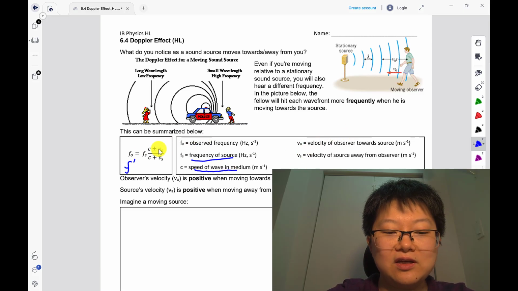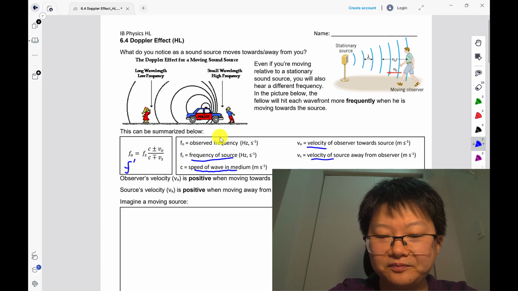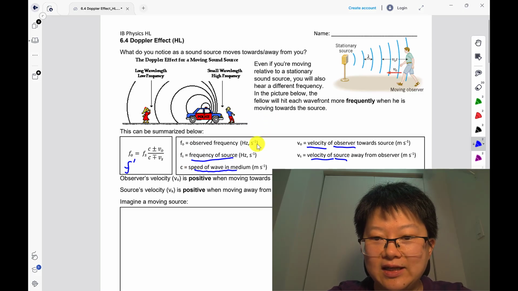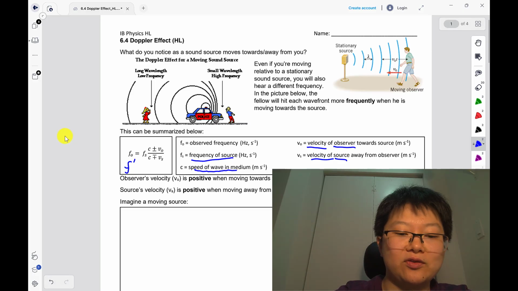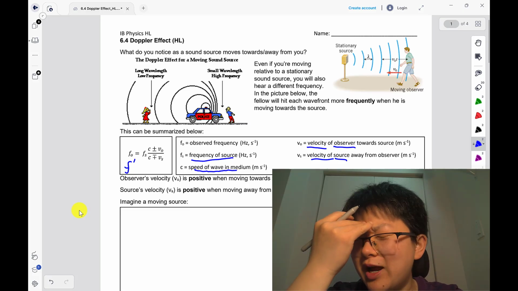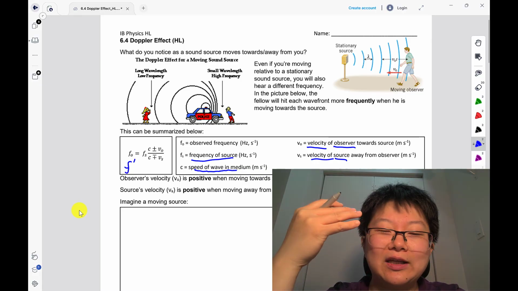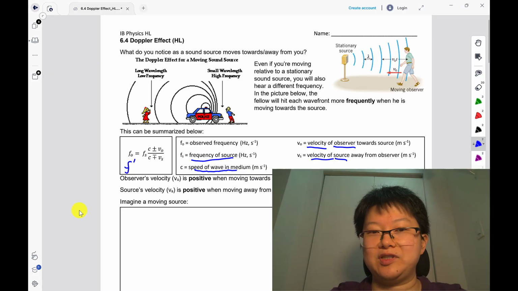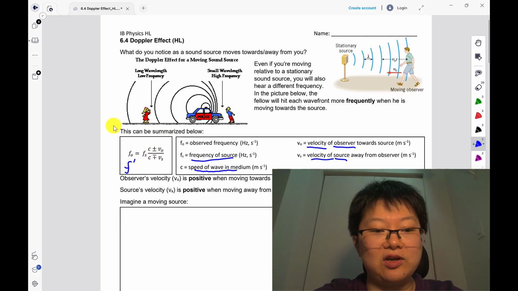Then you have V of naught and V of S. Sorry, VO is the velocity of the observer, O for observer, and S for source. Okay, and the positives and the negatives I will explain as we work through the derivations. But typically, I don't tend to memorize whether it's positive or negative. I look at how logically it would affect the frequency, and that's how I decide if it's going to be positive or negative when I'm using it in my equation.